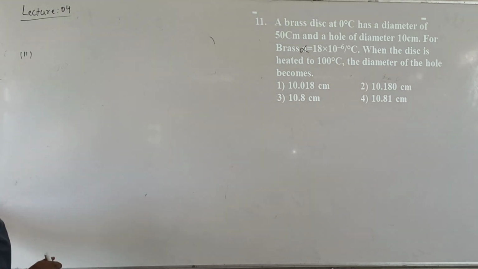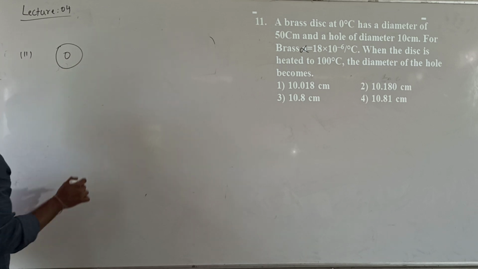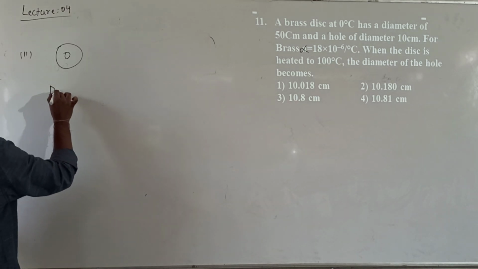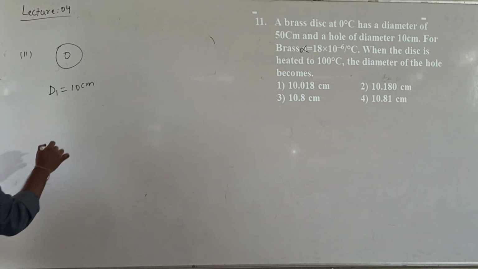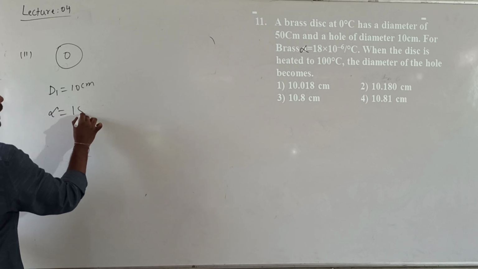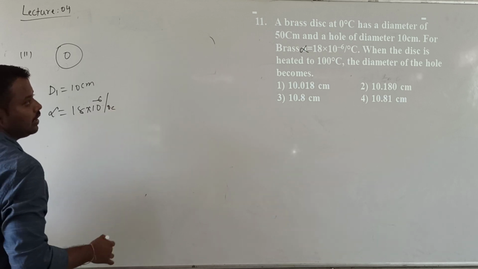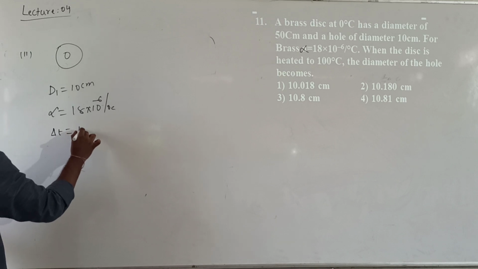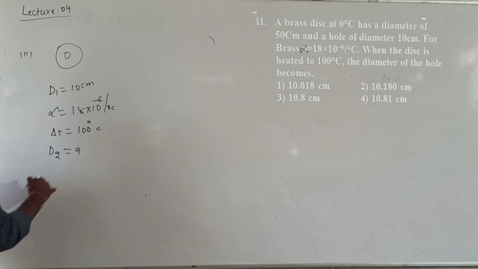So what they have given is one brass disc. That disc has a hole. The brass disc has a diameter of 50 centimeters. What is the diameter of the hole? Consider 10 centimeters. So the alpha value for brass is given, that is 18 into 10 power minus 6 per degree centigrade. Now the rise in temperature is given, delta T is 100 degrees Celsius. It asks us to calculate the final diameter d2.